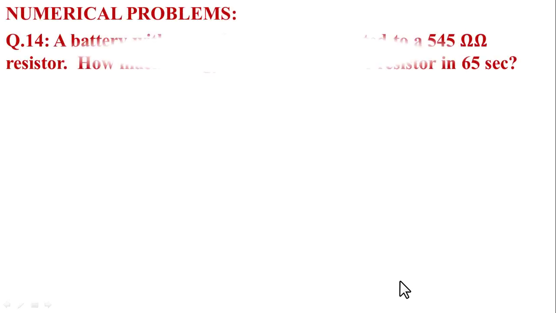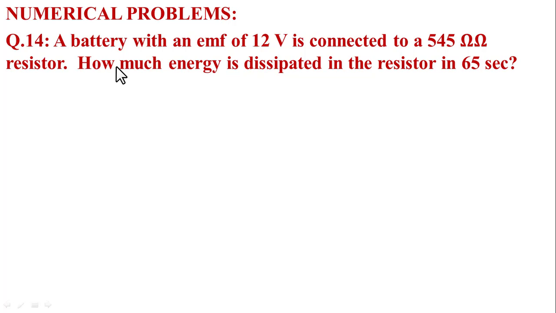Now we will move to the next numerical problem, question number 14. A battery with an EMF of 12 volt is connected to a 545 ohm resistor. How much energy is dissipated in the resistor in 65 seconds?